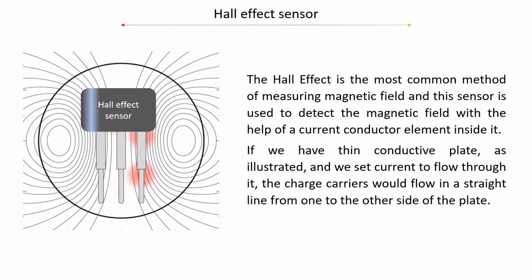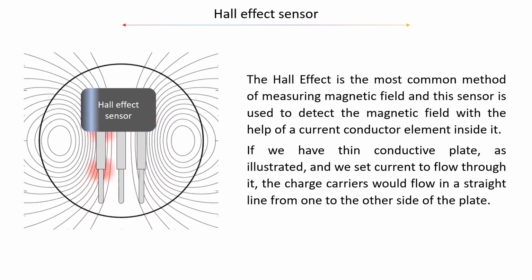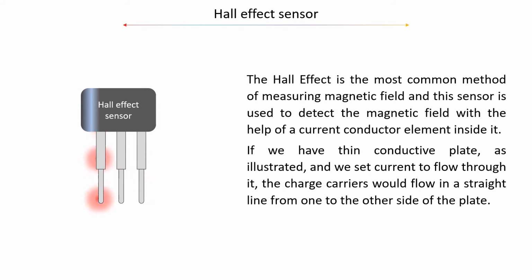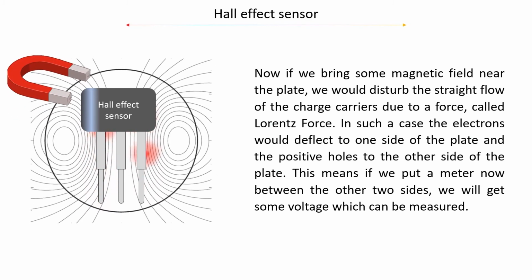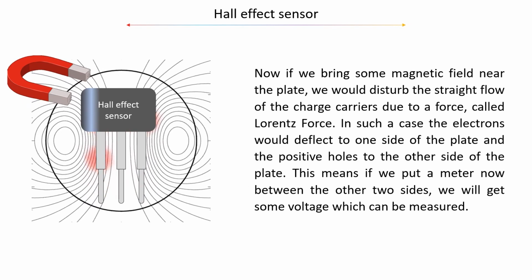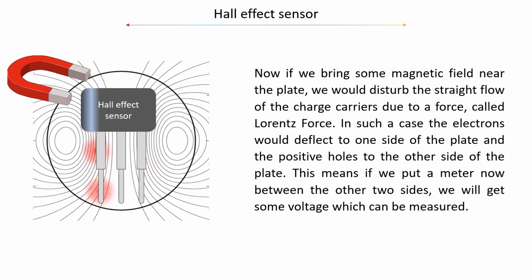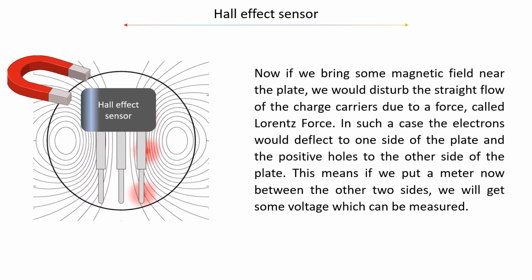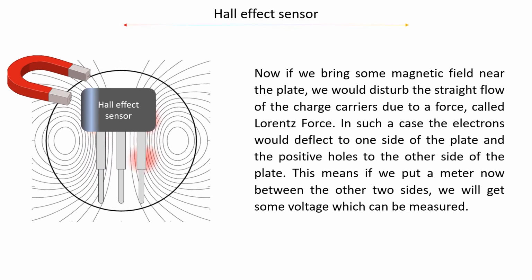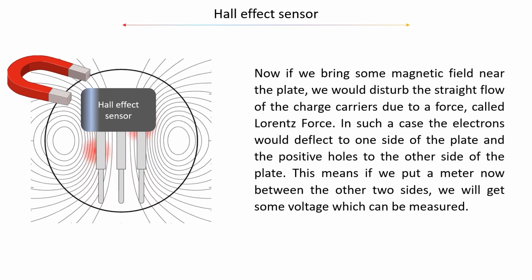If we have a thin conductive plate, as illustrated, and we set current to flow through it, the charge carriers would flow in a straight line from one to the other side of the plate. Now, if we bring some magnetic field near the plate, we would disturb the straight flow of the charge carriers due to a force called the Lorentz force. In such a case, the electrons would deflect to one side of the plate and the positive holes to the other side of the plate.